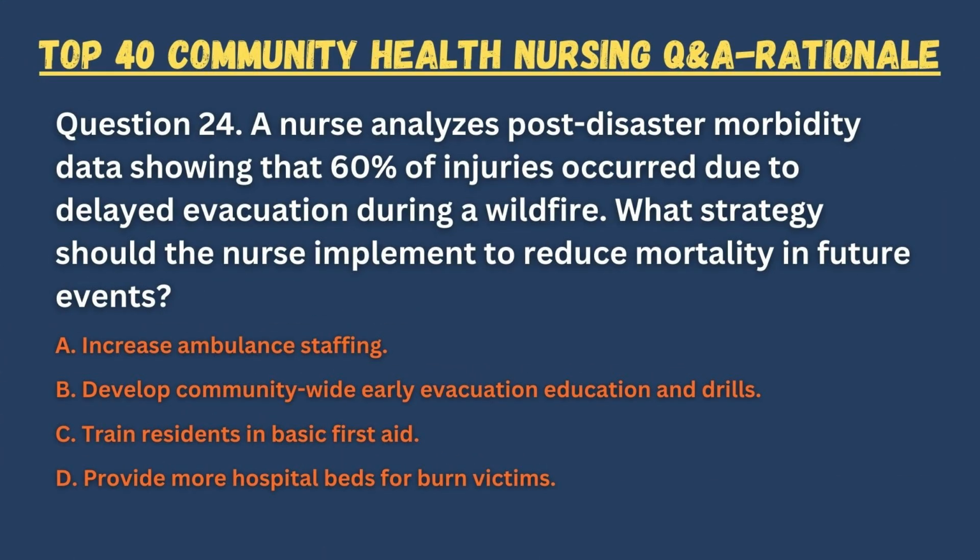Question 24. A nurse analyzes post-disaster morbidity data showing that 60% of injuries occurred due to delayed evacuation during a wildfire. What strategy should the nurse implement to reduce mortality in future events? A. Increase ambulance staffing. B. Develop community-wide early evacuation education and drills. C. Train residents in basic first aid. D. Provide more hospital beds for burn victims.